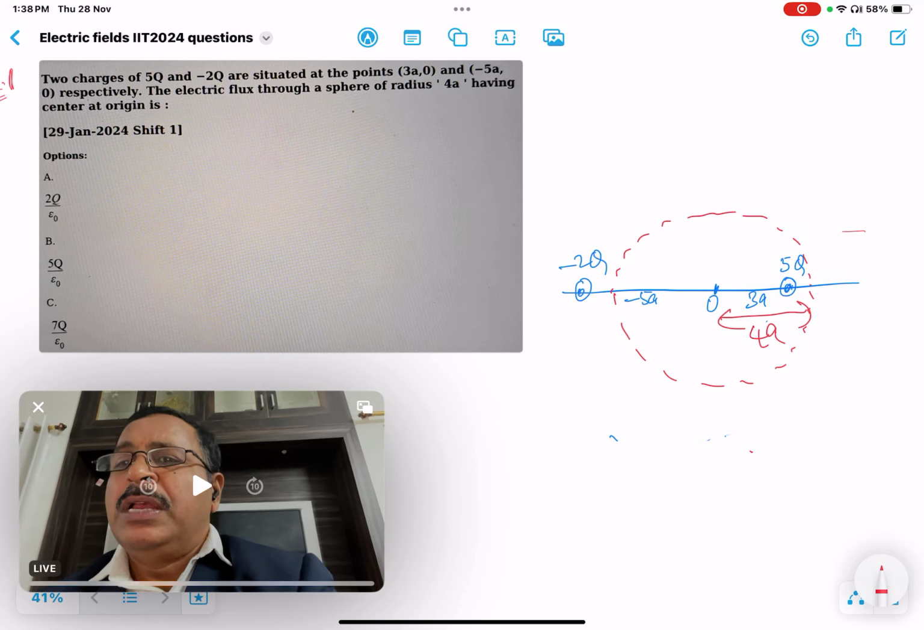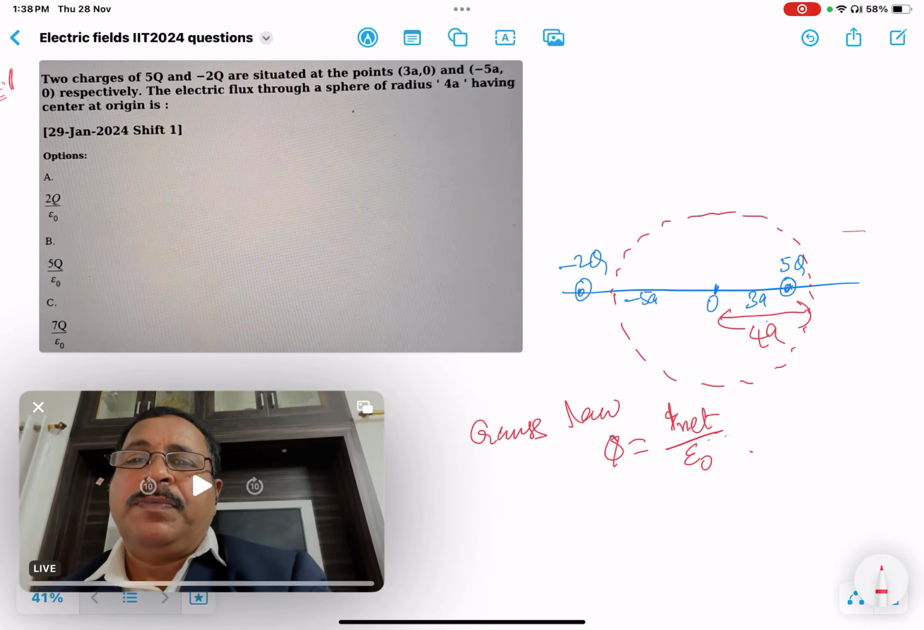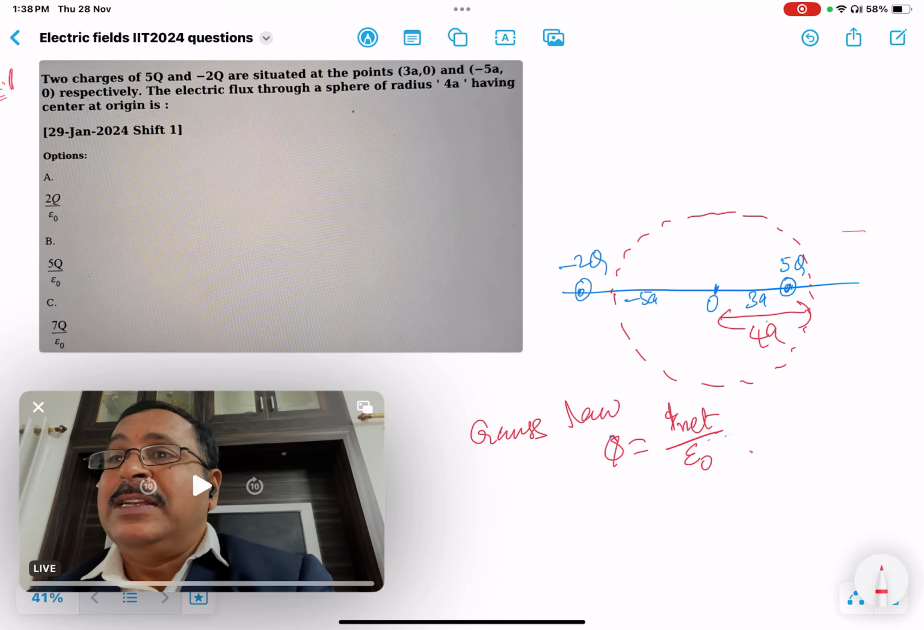This is the question. According to Gauss law, my dear students, total flux is equal to Q net, the net charge, divided by epsilon naught. This is the general formula. Based on this concept, the general definition, they asked this question. How simple the question is.